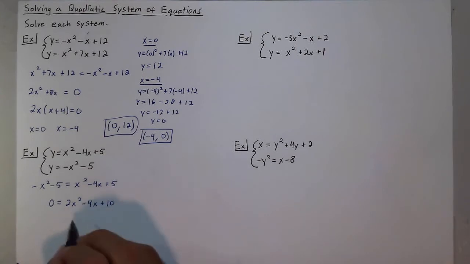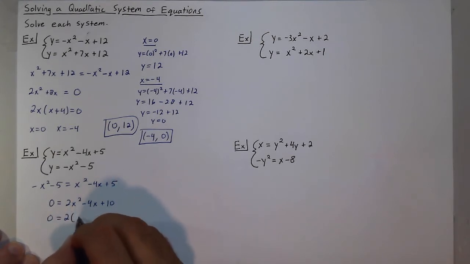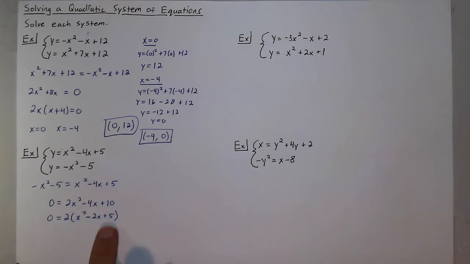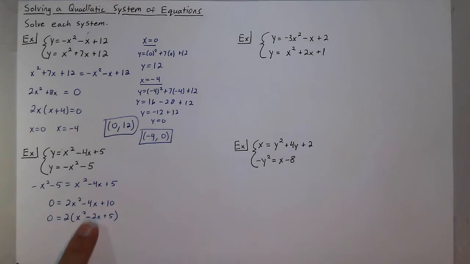And now I will factor out a 2 to start. And I'll get 2 times x squared minus 2x plus 5. And now I'm looking for two numbers that would multiply to 5, but then add to negative 2. Which at the moment I can't think of one in particular that does. So I don't think any two numbers actually multiply to positive 5 and then add to negative 2. So I'm going to have to go about solving this in a different method. If I divide by 2, I get 0 is equal to x squared minus 2x plus 5.